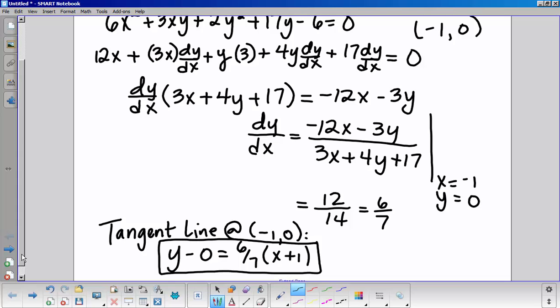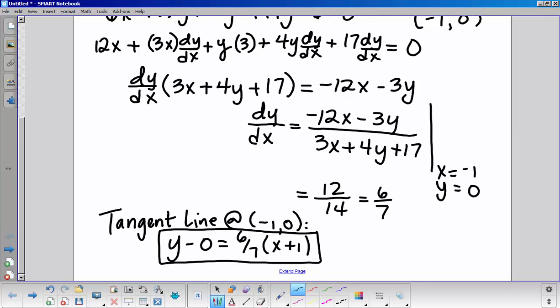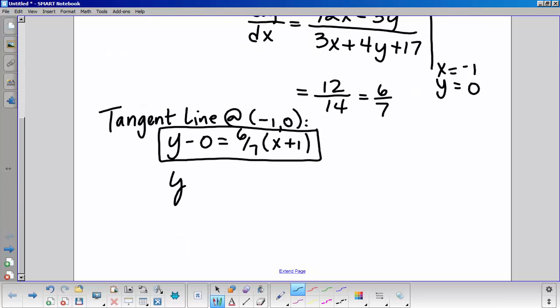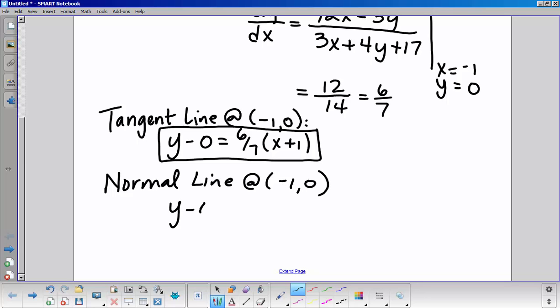Did it ask for the normal? Yes. Well, the only difference would be this would be a negative 7/6. So this would be, let me write it properly. Normal line at negative 1, 0 is going to be y minus 0 equals negative 7/6 times x plus 1.